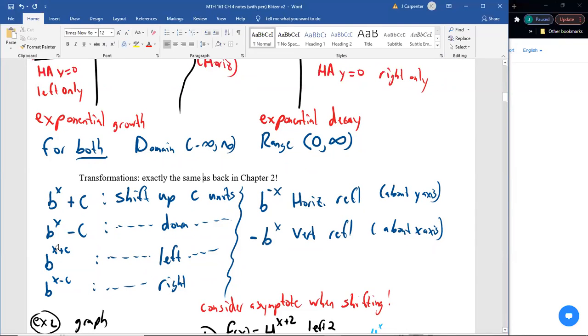So if you have your number being added or subtracted inside the core, which for an exponential function means it's in the exponent, that's a horizontal shift of left or right. And please remember that the horizontal shifts are backwards.